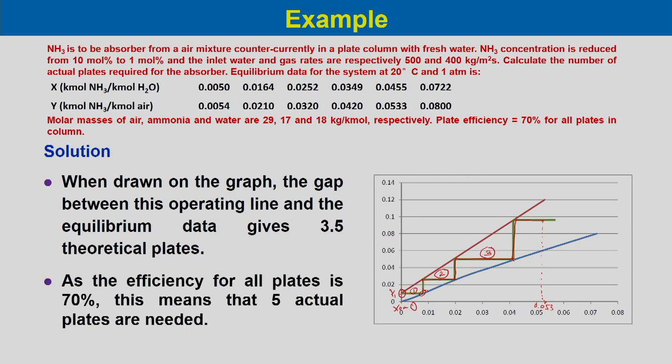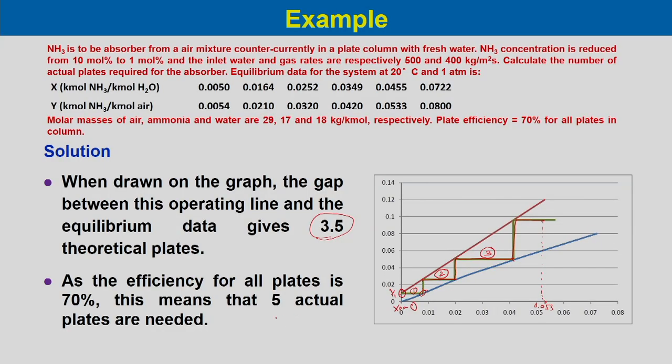Now, as the efficiency for the plate is 70%, each plate has an efficiency of 70%, so the ideal plates divided by 0.7 is the actual plates required to perform this job. Essentially it will give 5 actual plates needed for this separation. So, this is how we can use the McCabe Thiele method to calculate the number of ideal plates, and then calculate the number of actual plates required for a given job.